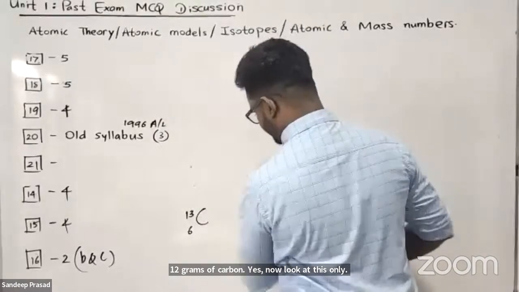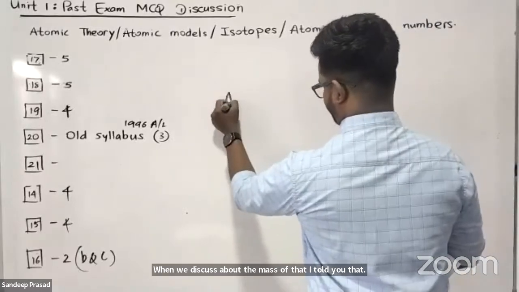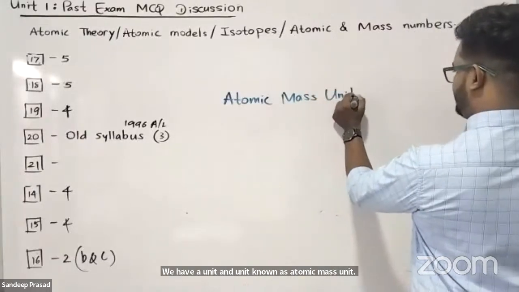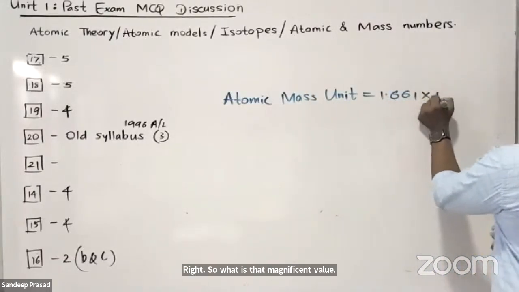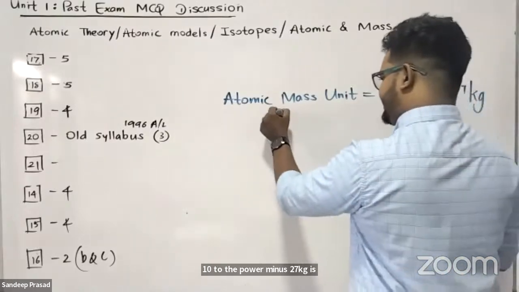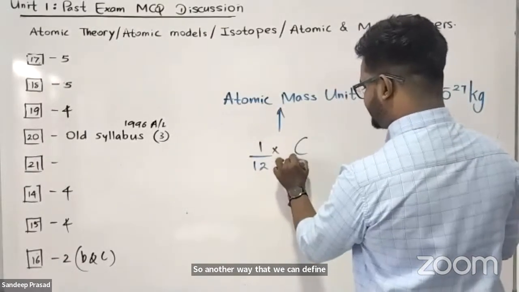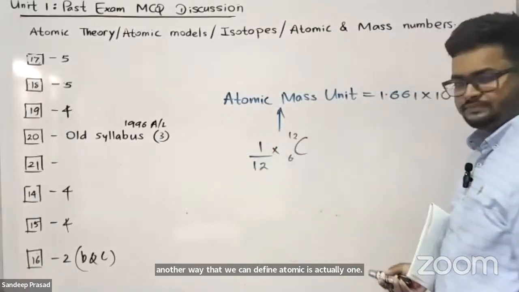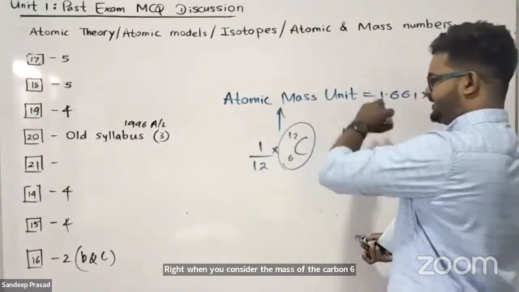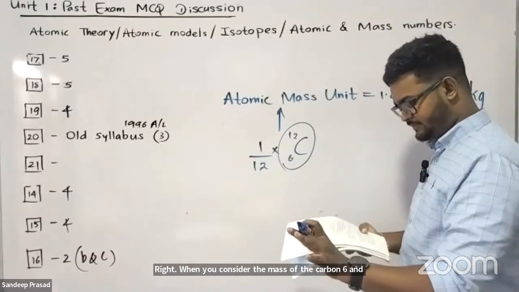Students, when we discussed the mass of the atom, I told you that we have a unit known as the atomic mass unit. So what is the atomic mass unit value? We can say that 1.661 × 10^-27 kilograms is the atomic mass unit. Another way to define it is 1/12 of the carbon-12 isotope. When you consider the mass of the carbon-12 isotope and divide by 12, you get the atomic mass unit. That's how they have defined it. So the first statement is correct.